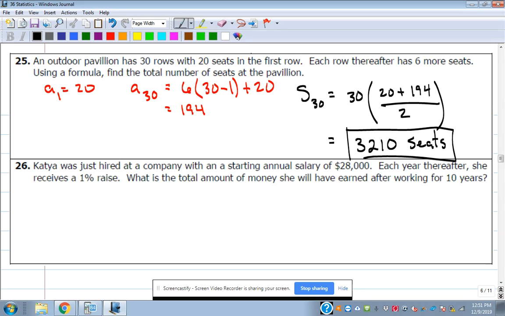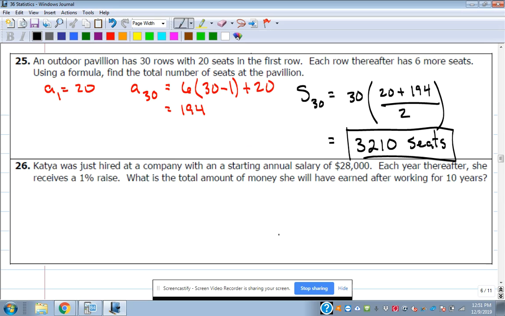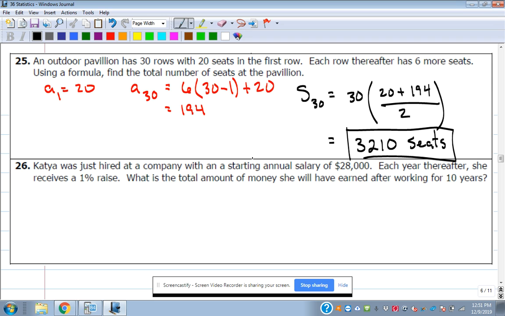All right, Katya was hired at a company with a starting salary of $28,000. Is that a lot of money? No, not really. Each year thereafter, she receives a 1% raise. They really love her a lot. 1% is not much of a raise, considering inflation is about 3%. So you don't get ahead at all. But that's what's happening at this particular company. Hope she finds a new one soon.